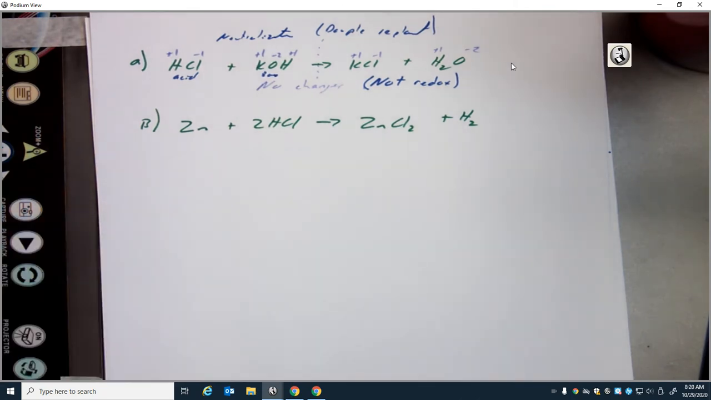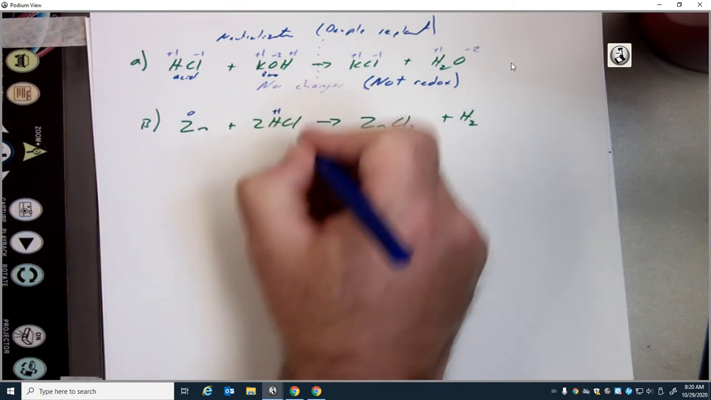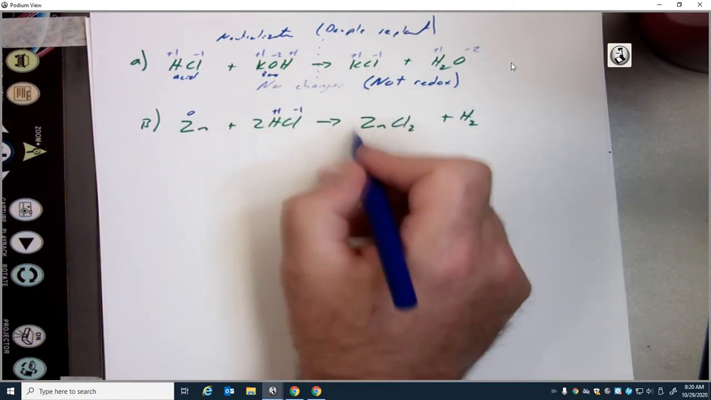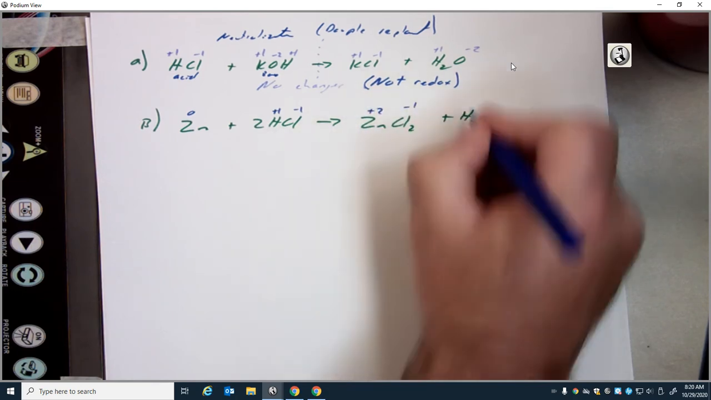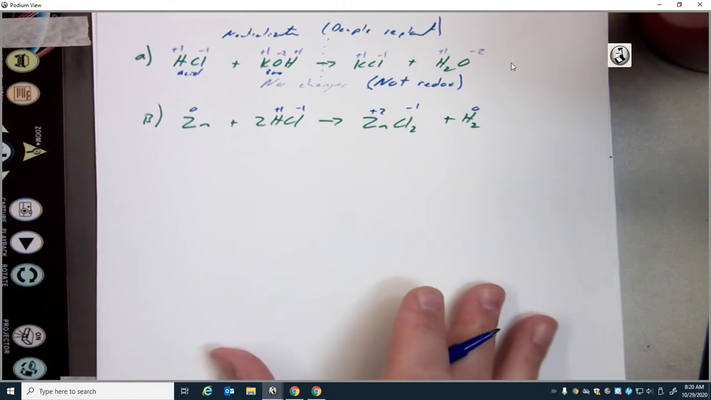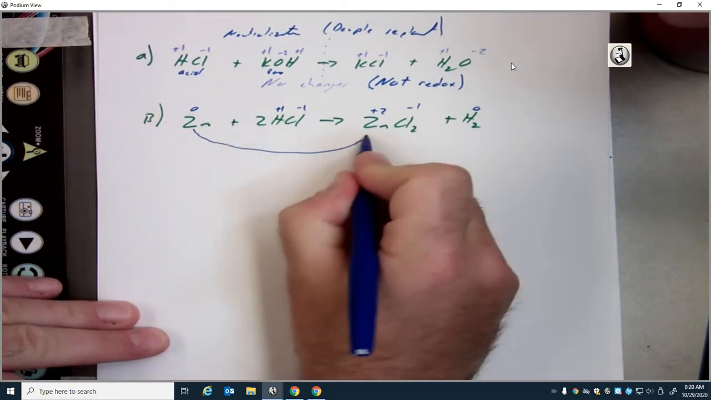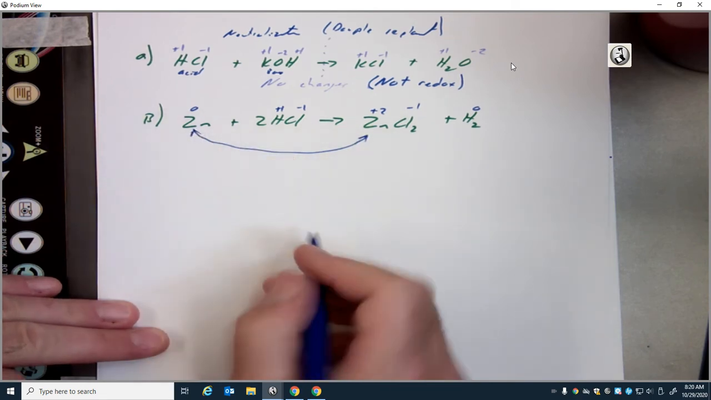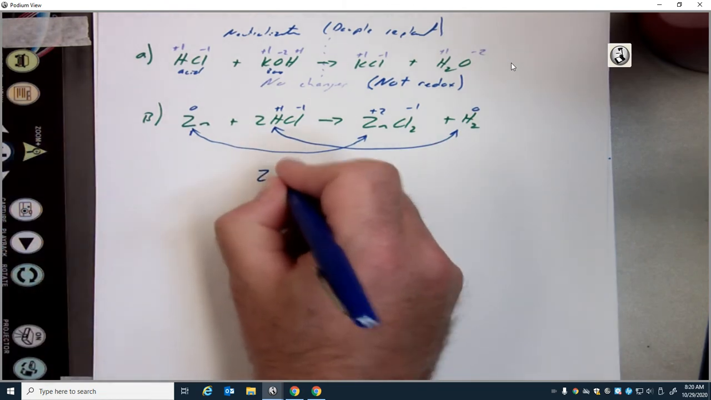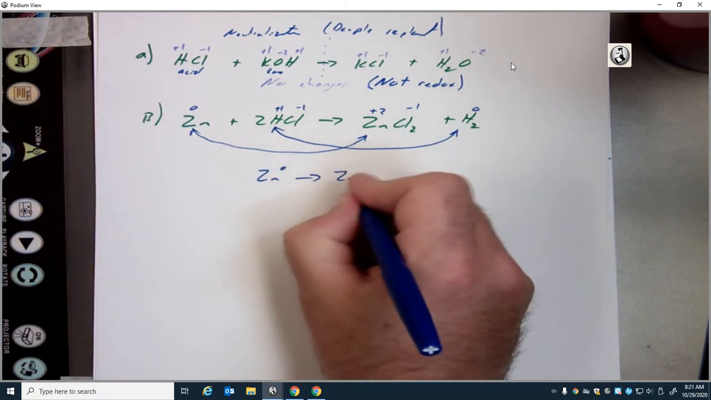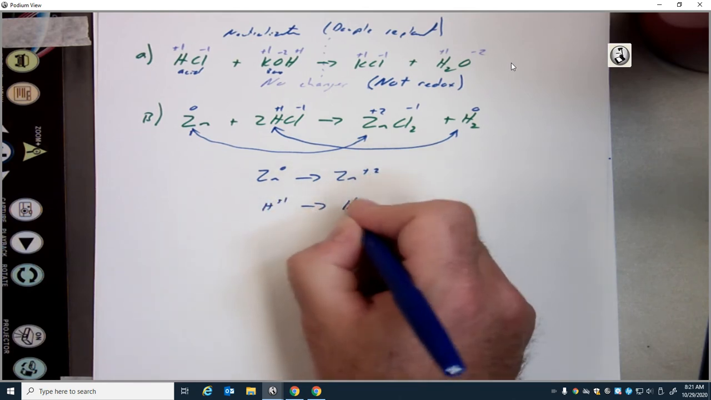All right, so let's look at the second one. Zinc is an element by itself. It's 0. H is +1. Chlorine is -1. Over here, we don't have a rule for zinc, but we know chlorine is -1, so this is +2. Hydrogen is by itself, so it's 0. All right, now let's compare. Well, we have zinc going from 0 to +2, and we have hydrogen going from +1 to 0. So we have Zn0 turning into Zn+2, and we have H+1 turning into H2 0.